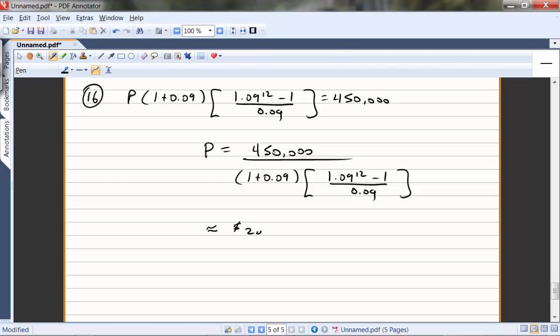20,498 rounded to the nearest dollar. That's what you have to put in every year if you want it to have that much in it at the end of 12 years.